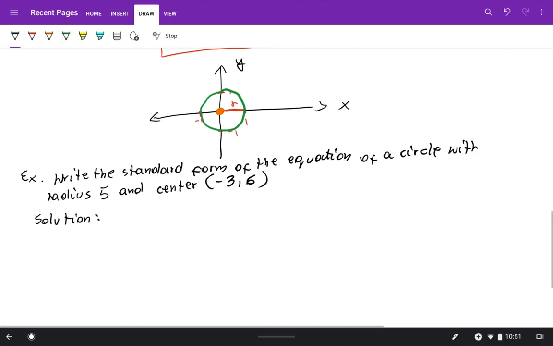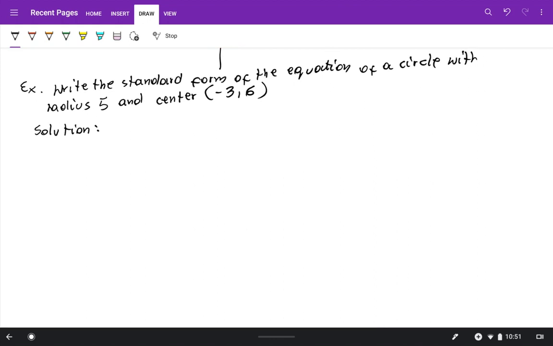So let's talk about the solution. Standard form equation of the circle. Let me just copy that. Standard form of the circle has the form x minus h squared plus y minus k squared equals r to the second power. So let's talk about the given information. What we know, what is given? Given is the center.